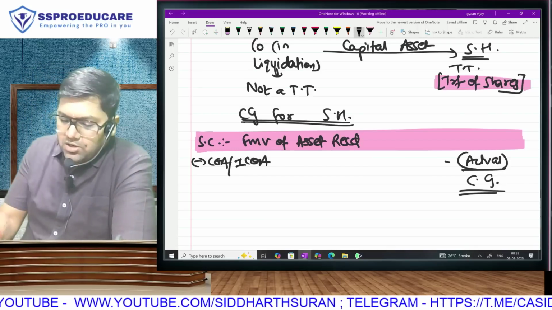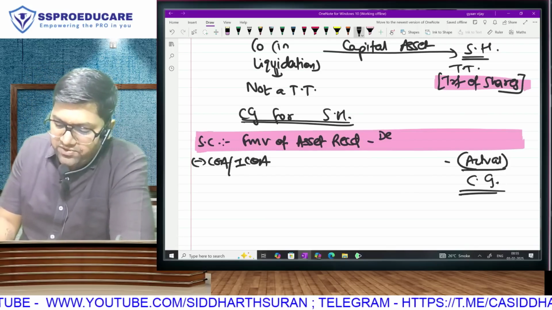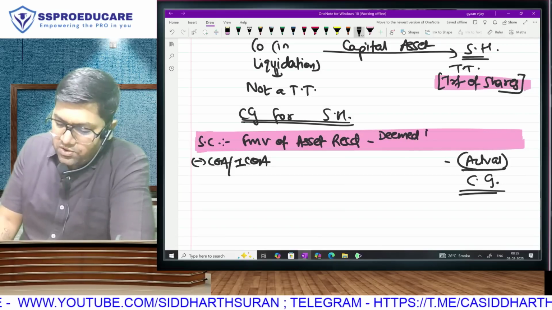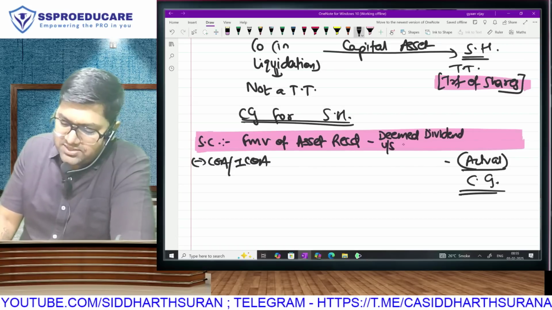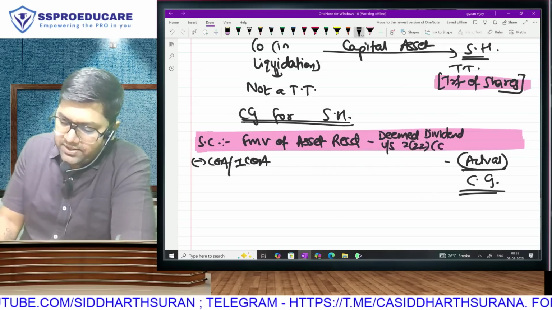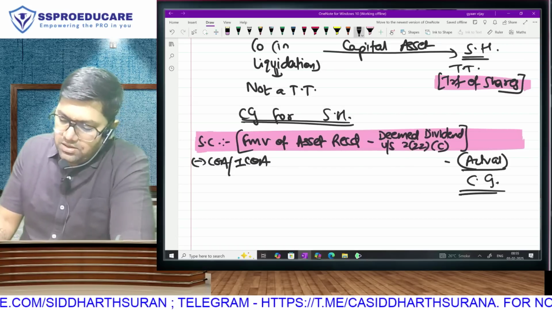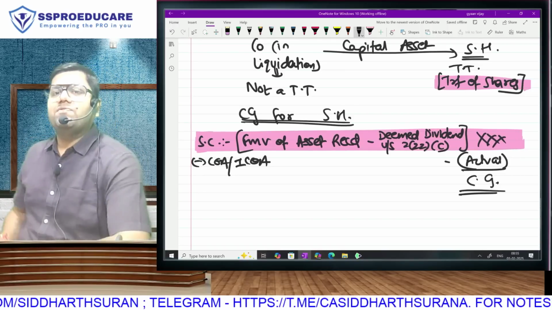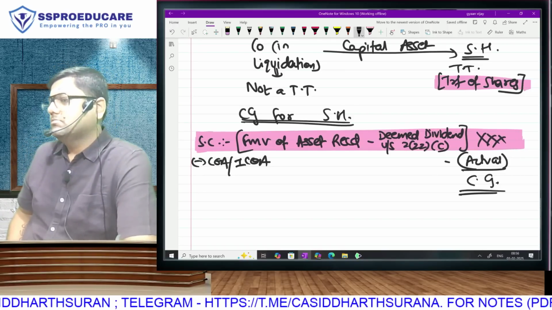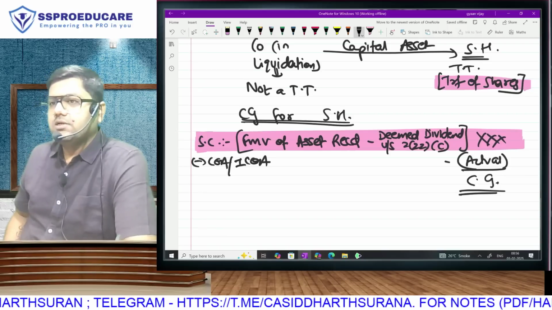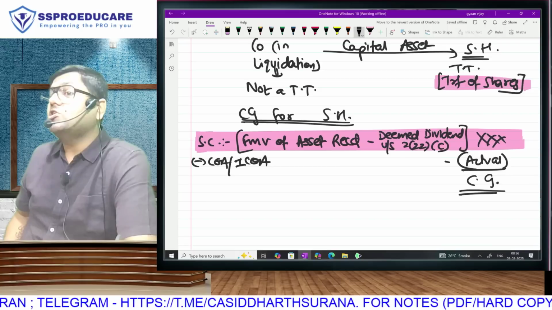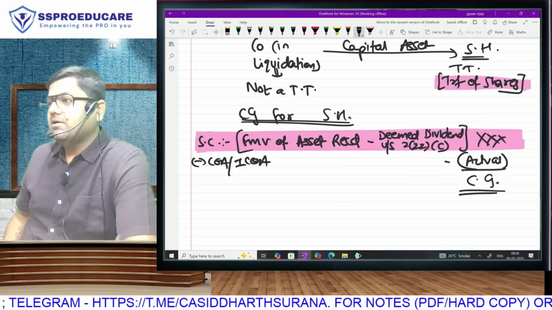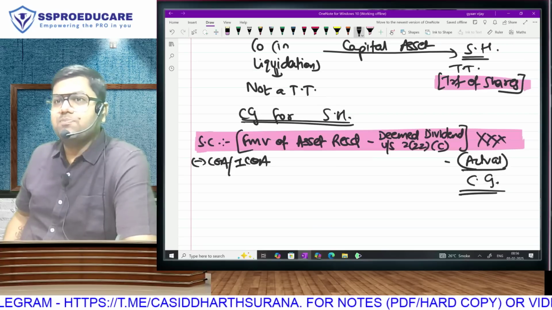From this FMV, we will subtract something called deemed dividend under section 2(22)(c), and that net amount will be my sale consideration. From the FMV, I will be subtracting a concept called deemed dividend under section 2, clause 22, sub-clause (c).